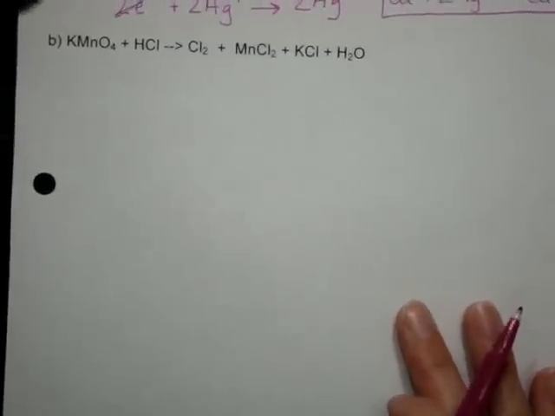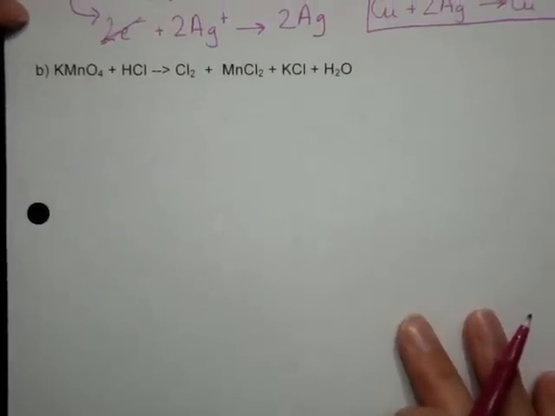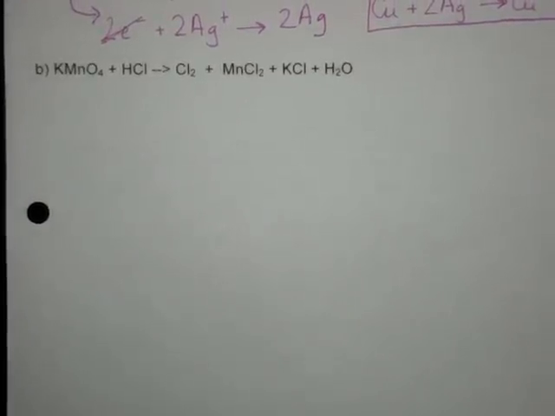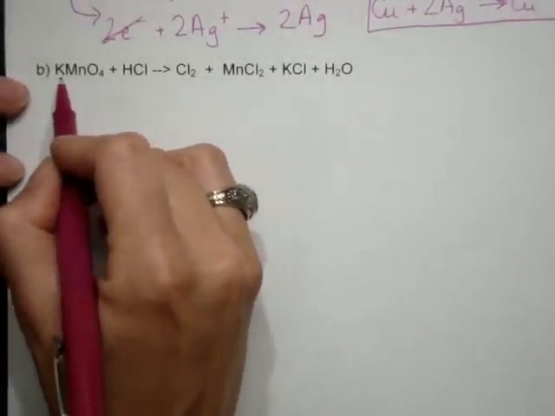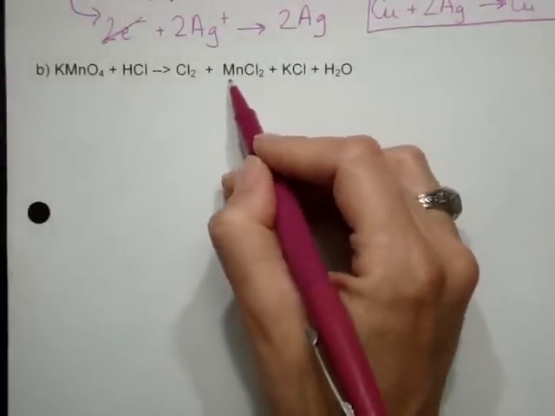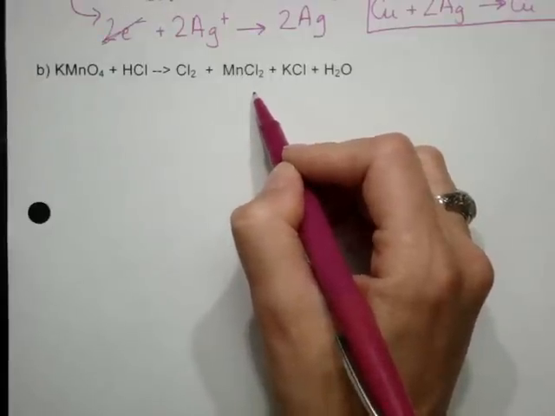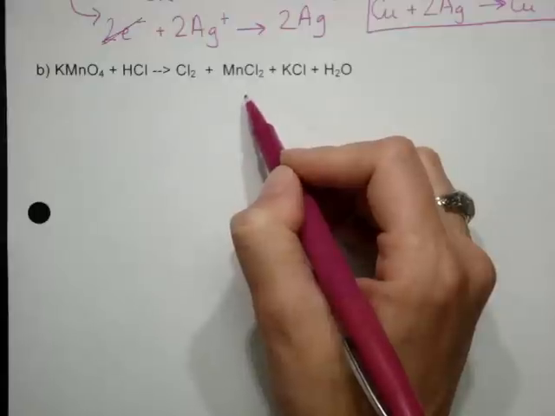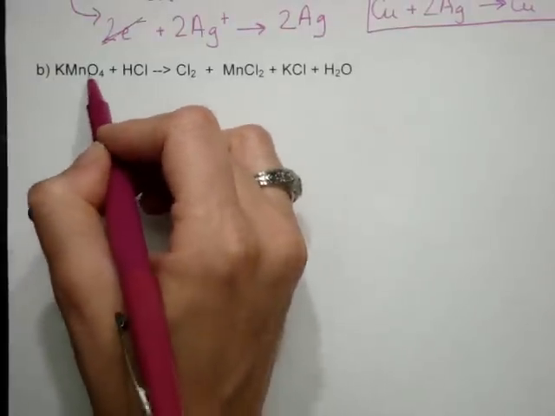All right, next. This is the more difficult version, okay? First thing that you have to do is actually pick out what's important. We can see here that we have potassium permanganate on this side, and we have MnCl2 on this side. Manganese loves to participate in redox, so we should probably check and see what its oxidation numbers are.